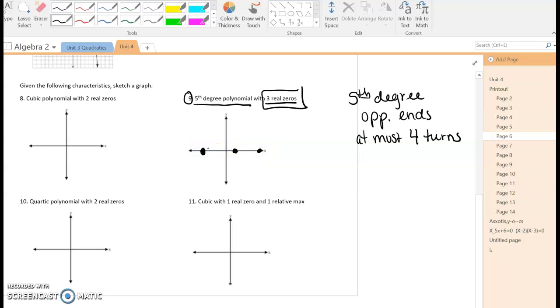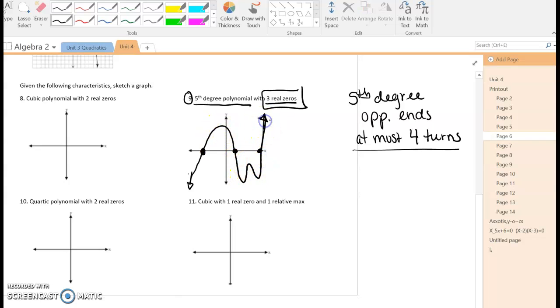I didn't say anything about what the right side does or the left side does, except that they should be doing opposite things. So I have to go through those 3 points on the x-axis, and then let's let the right side go up and the left side go down. Now, you might do that differently, and that's totally fine. Then I want 4 turns in here. So let's go 1, 2, 3, 4.